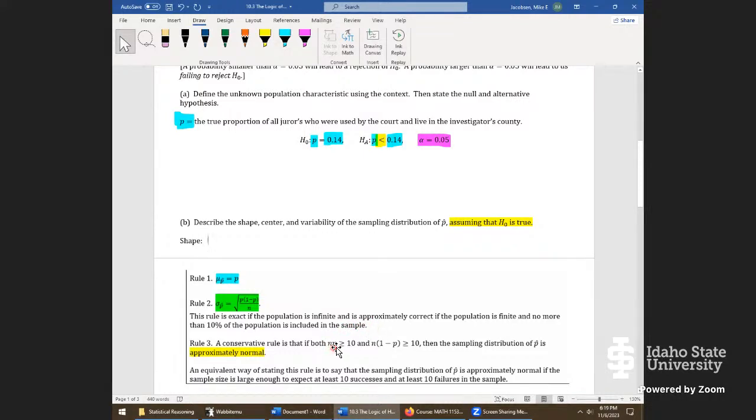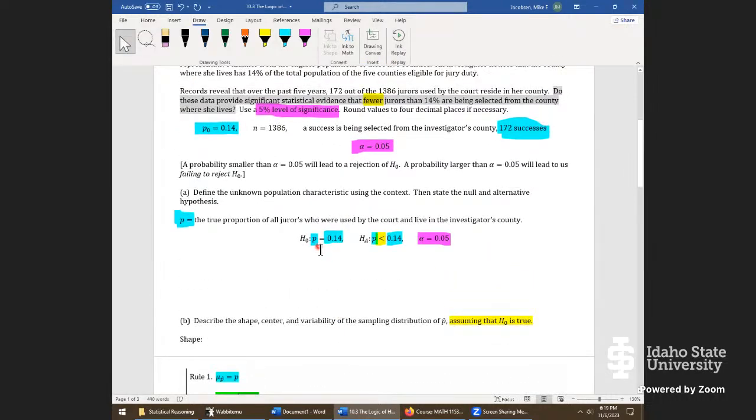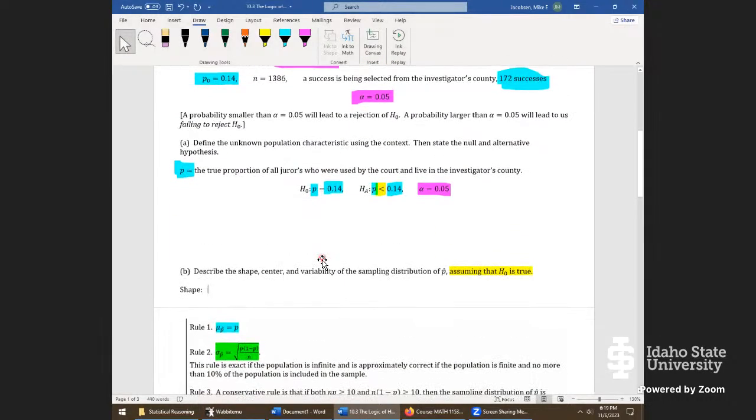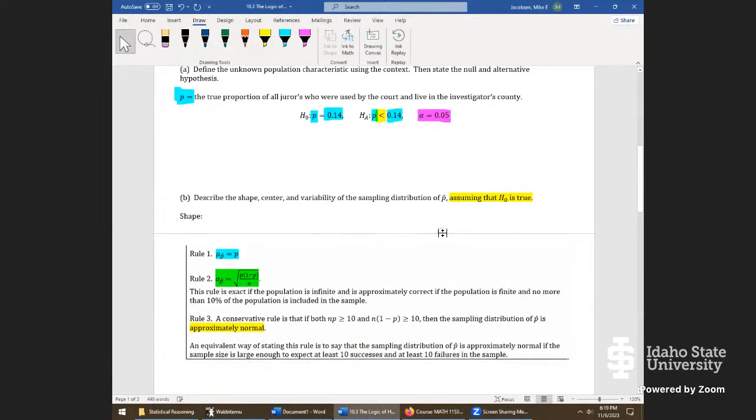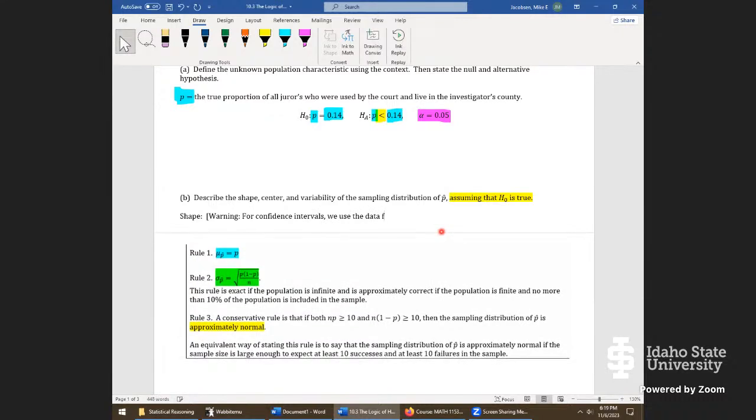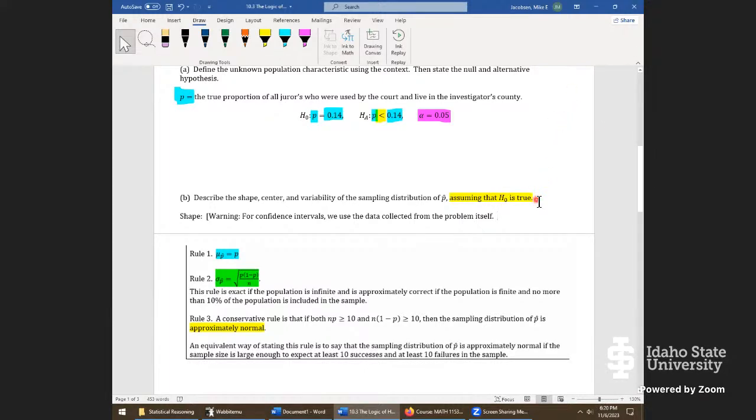When the formula is written this way, and when we're testing hypotheses, here's what we actually have to calculate when we check the conditions. Let's make a big warning right here. Or caution, let's go with warning. It sounds more official. For confidence intervals, we use the data from the problem, let's say the data collected from the problem itself. Now, when we test hypotheses, we're going to do this a little bit differently. This is the reason this is highlighted in yellow.